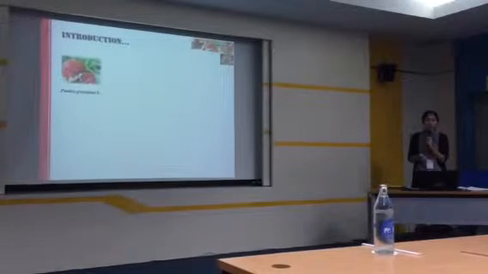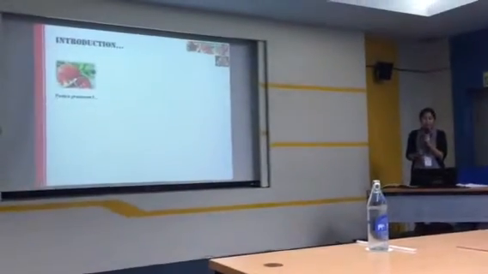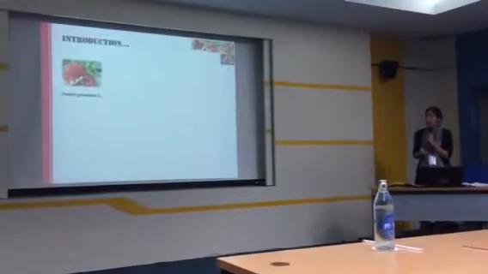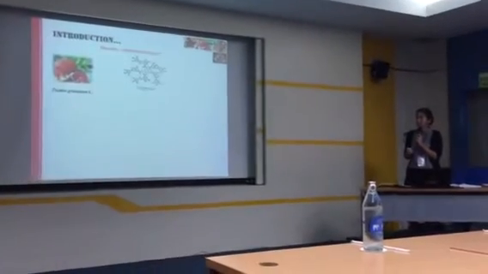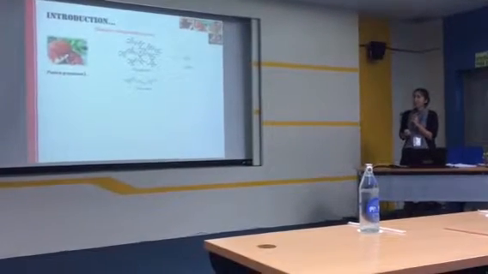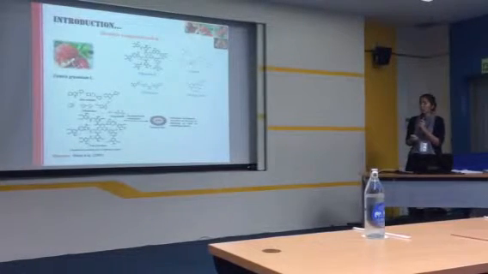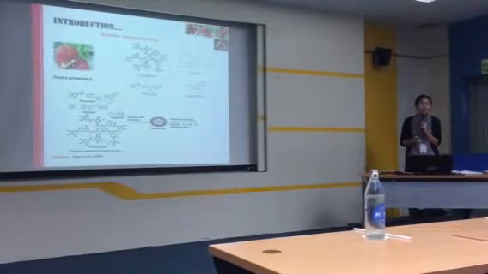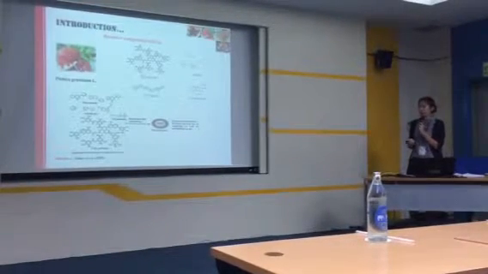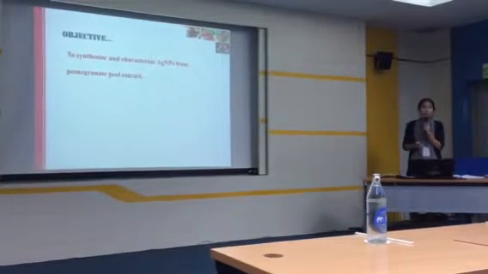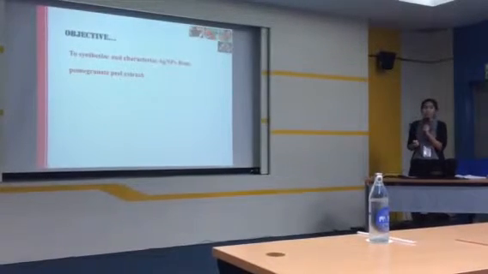Pomegranate peel is a by-product of pomegranate juice production. It makes up approximately 40% of the whole fruit and contains several bioactive compounds such as polyphenol, tannin, flavonoid, and anthocyanin. These compounds may possibly be responsible for the reduction of metal ions and for efficient stabilization of the synthesized silver nanoparticles. So the objective of this study is to synthesize and characterize silver nanoparticles from pomegranate peel extract.